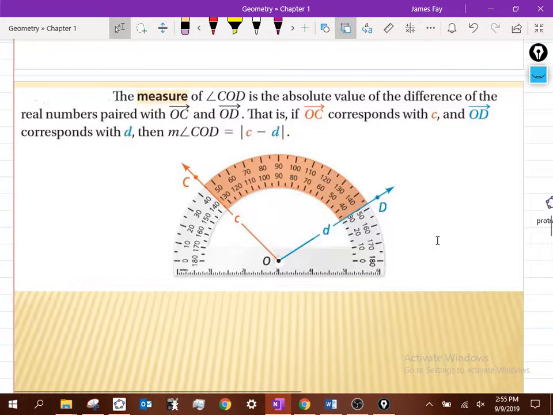It says the measure of an angle COD is the absolute value of the difference of the real numbers paired with OC and OD. So basically, it's the coordinates of your two rays. You subtract them, and you take the absolute value. Same exact procedure you use with the ruler, right? And my hope is that we start to see these connections, the things that we do with our rulers and segments, and the same thing we do with our protractors and our angles. Okay, same exact formula.